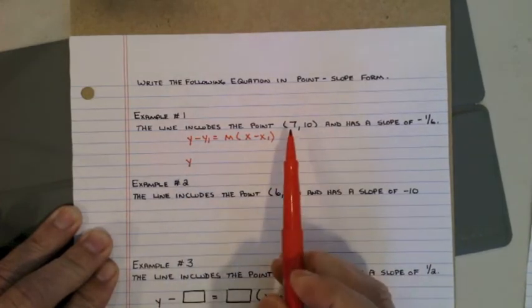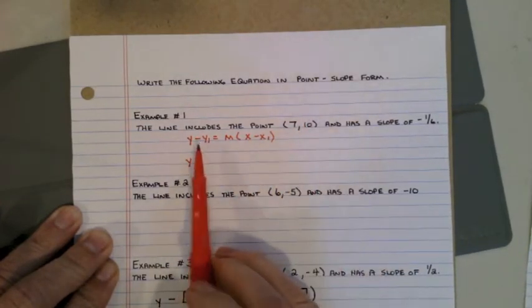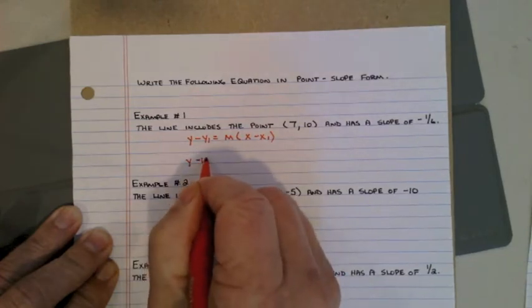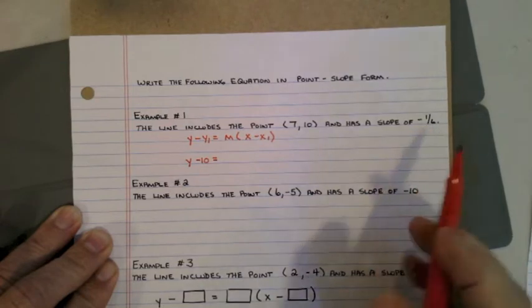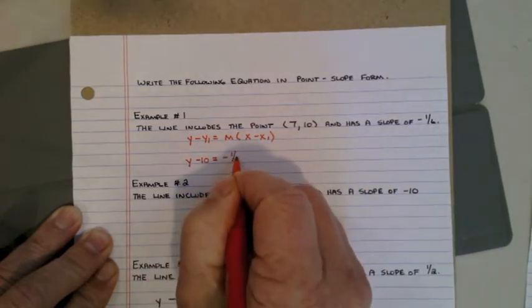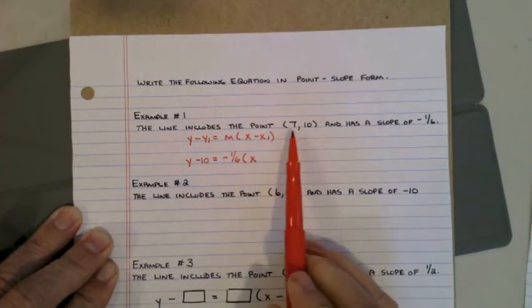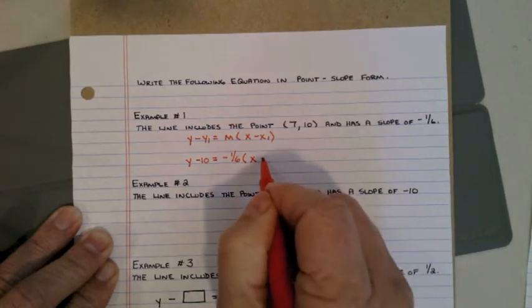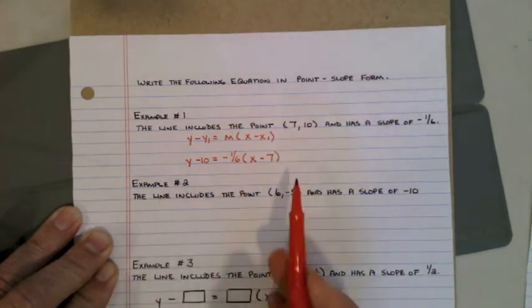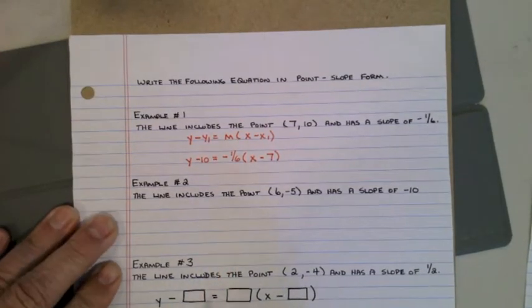Y, I'm going to take my y-coordinate, which is 10, plug it in there, and change the sign. y - 10 is equal to, m represents the slope. The slope is -1/6. -1/6, make parentheses, x, and then I'm going to take the opposite of my x-coordinate, plug it in there. That is now in point-slope form. So let's try another one.